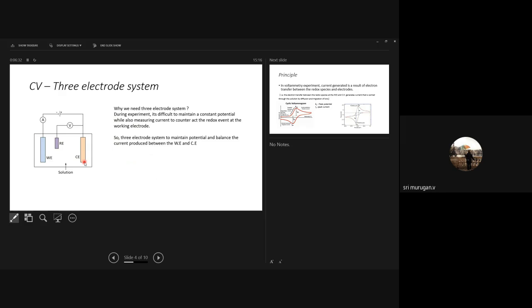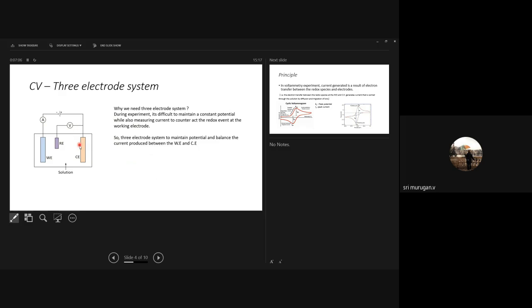One more thing: if you are applying a voltage and simultaneously measuring the current, and you put one more device like an ohm meter, it will disturb the working electrode because you are including one more component. It will add some more reactance to our experiment, so we will not get the actual experiment. So you have to do the CV in a three electrode system.